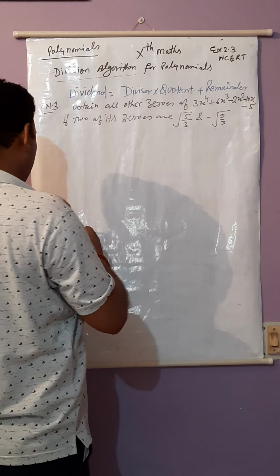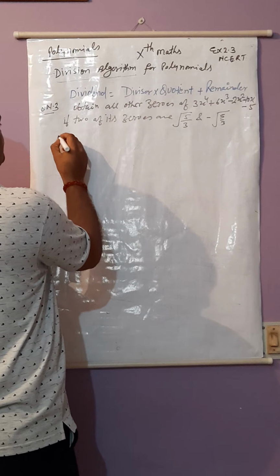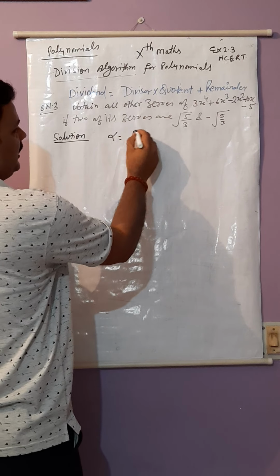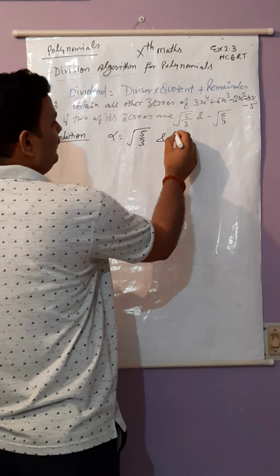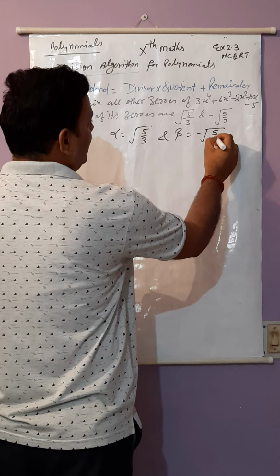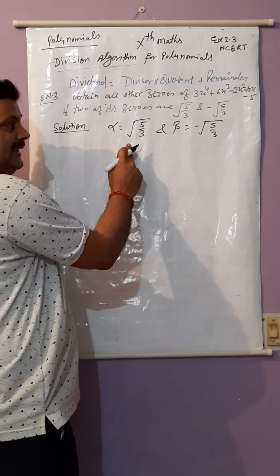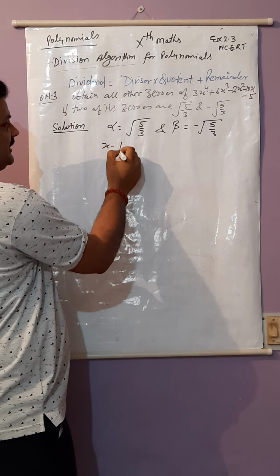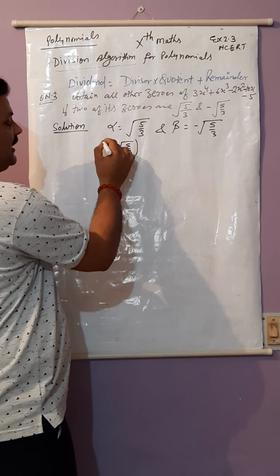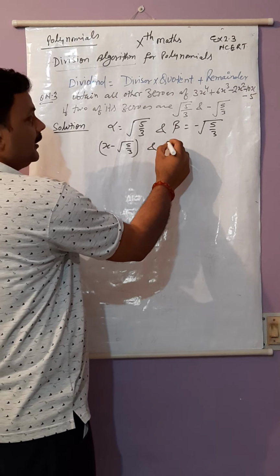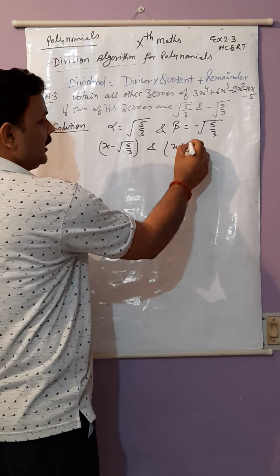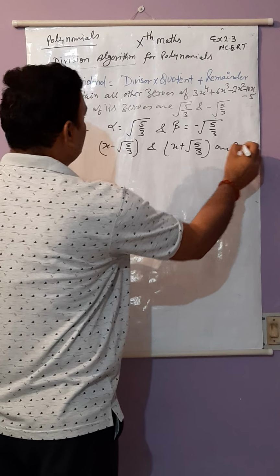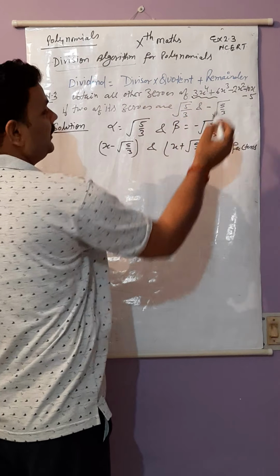तो यहां पे क्या करना है? लेट अस स्टार्ट सॉल्यूशन. सपोज अल्फा इज गिवन हियर √5/3 एंड बीटा इज गिवन -√5/3. तो अगर अल्फा ये है बीटा ये है, दोनों जीरोस हैं, x minus alpha, it means x minus √5/3 is a factor and x plus √5/3 are factors. किसके factors होंगे? ये given polynomial के.